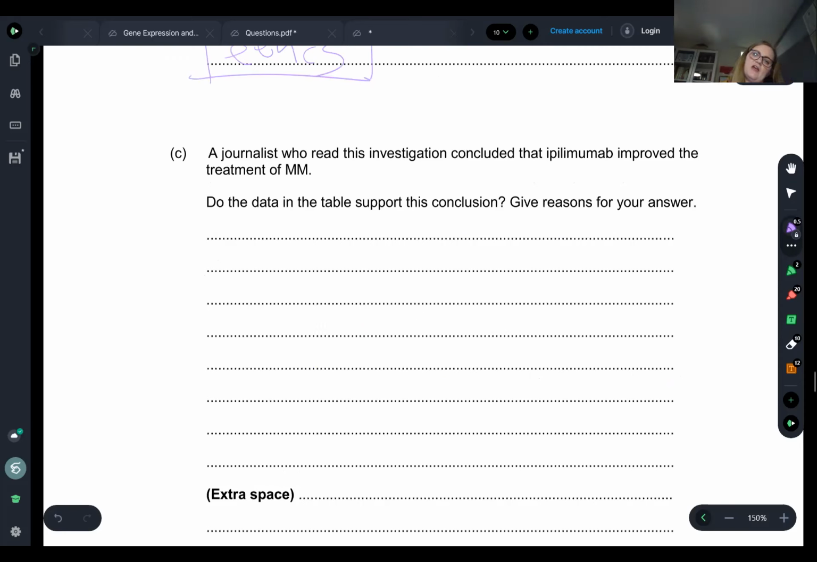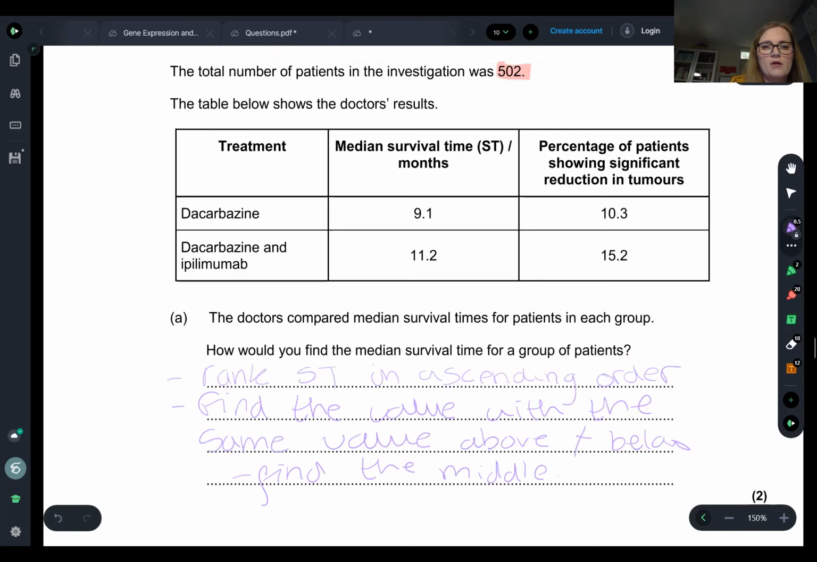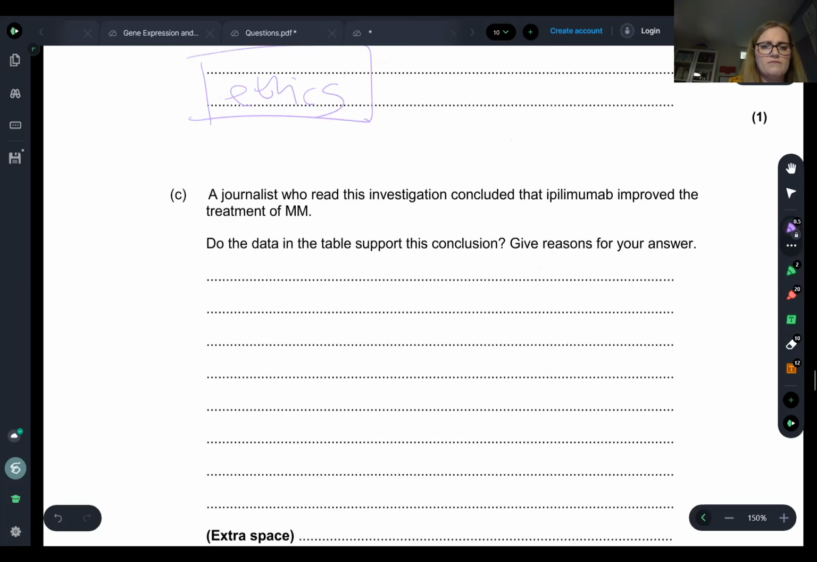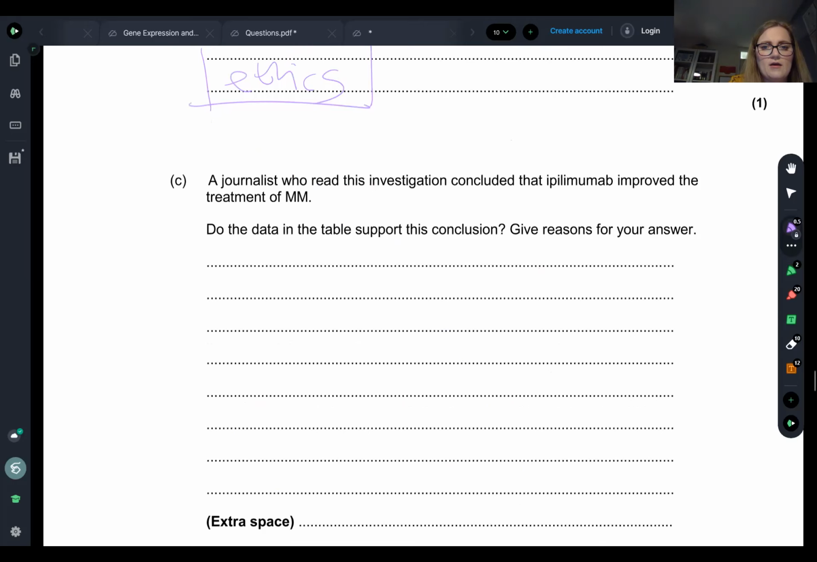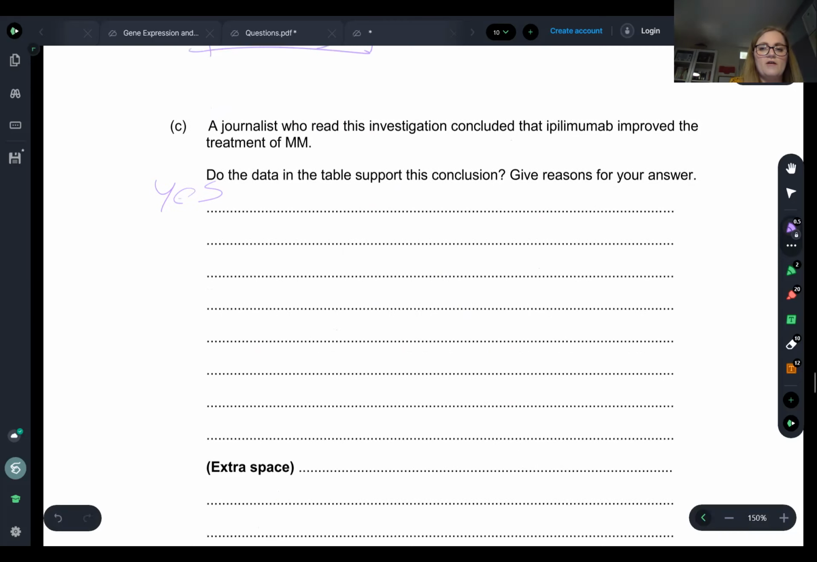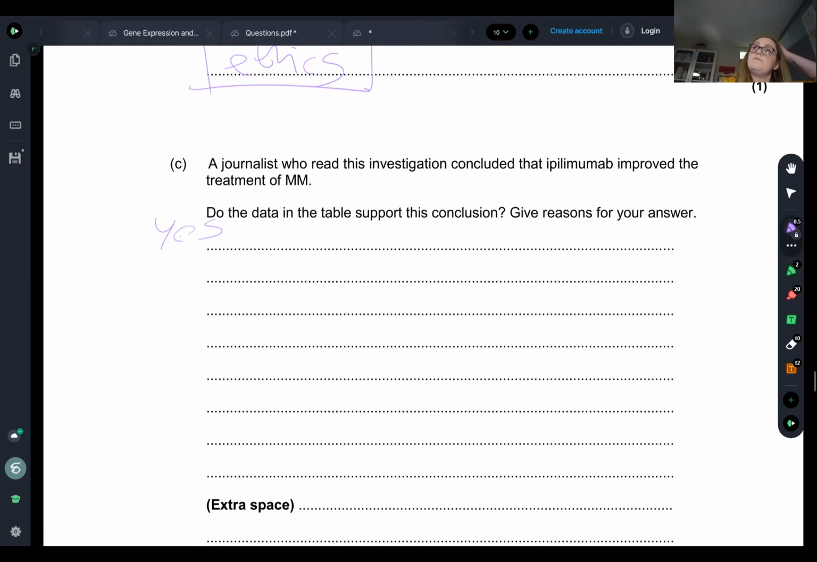So journalists who read this investigation concluded that ipilimumab improves the treatment of MM. Does the data in the table support this, and give a reason why? So median survival time is higher, and we had a high percentage of patients showing significant reduction in tumours. So we could say yes. How many marks is this? 4. So it's 4 marks. If your answer only relates to yes or only to no, you will get capped at 2 marks. So yes, those 2 things I've just said.